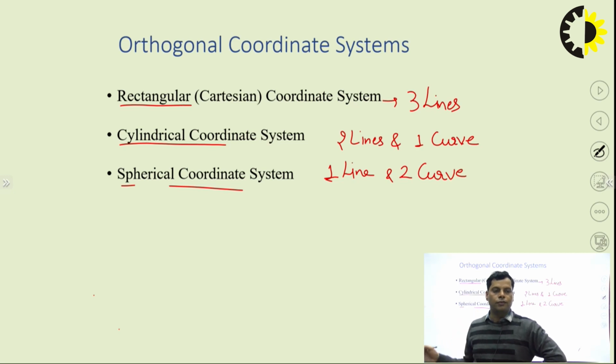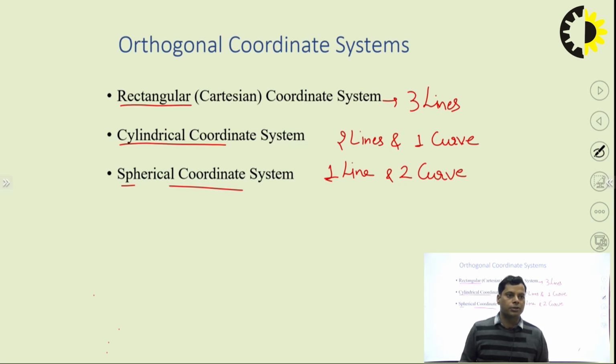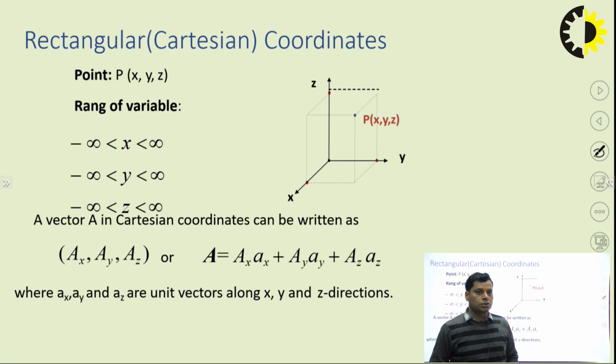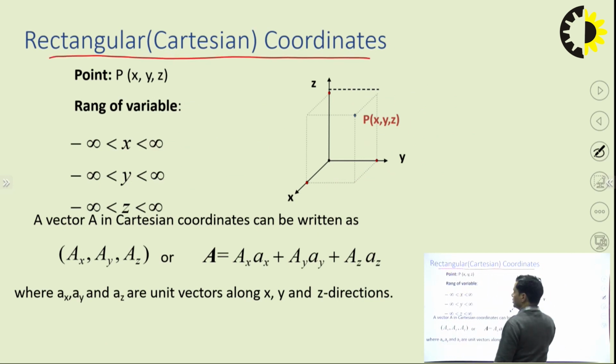So in this way we can understand the basics of these three different coordinate systems. Three lines means rectangular coordinate system. Two lines and one curve means cylindrical coordinate system. And if we are considering one line and two curves, that means it will be the spherical coordinate system. Now one by one we will discuss. The first one is the rectangular coordinate system or Cartesian coordinate system.